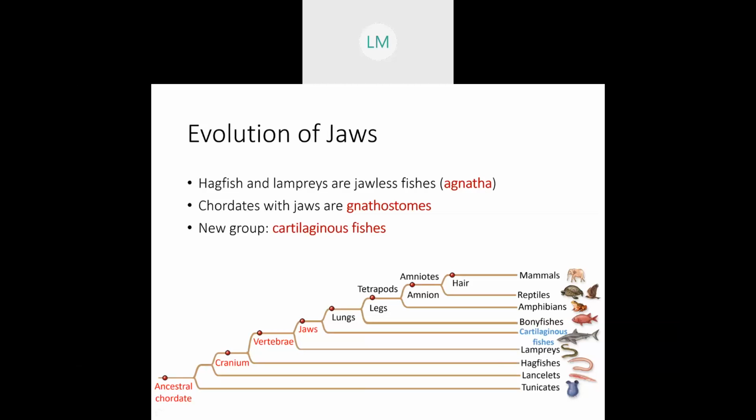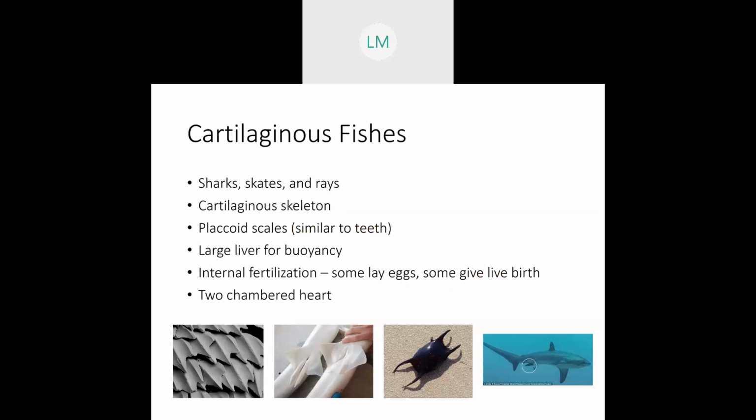Now we have the evolution of jaws, allowing us to eat a much wider variety of prey. So we are now in this group called the gnathostomes. So the first group that we're going to talk about here that has the cranium, the vertebrae, and the jaws are going to be our cartilaginous fishes. Our cartilaginous fishes are our sharks, our skates, and our rays. So they have a cartilaginous skeleton, right? They don't have an ossified internal skeleton, a bony skeleton. Their skeleton is made of cartilage.